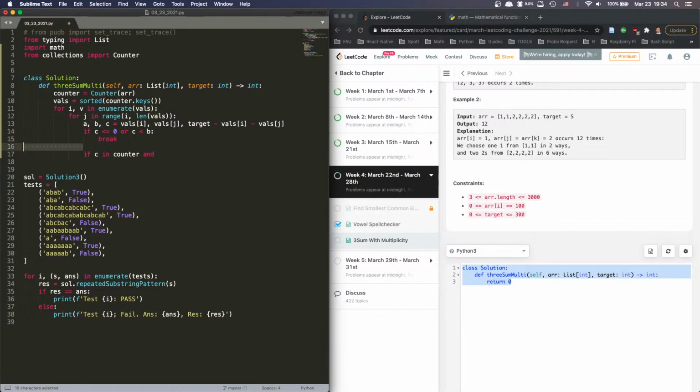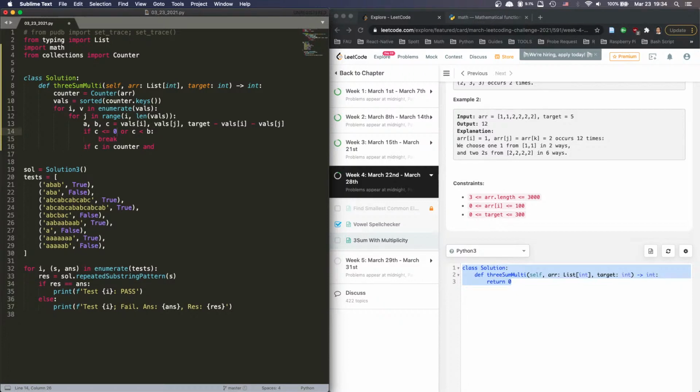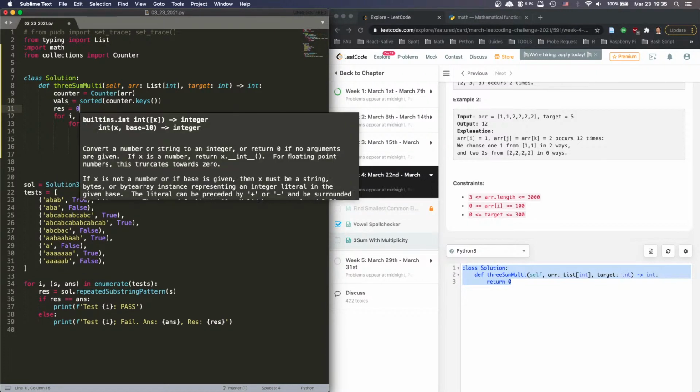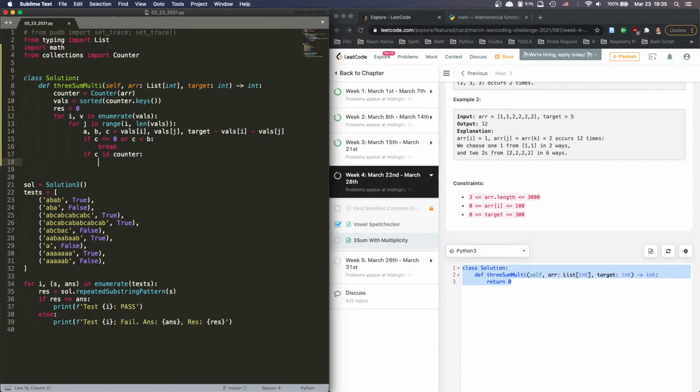Now, if C is smaller, then we're going to break. And then, if C in counter, then we're going to have a result. We do not break if C is not in counter because it's possible. So if C in counter, then we're going to check. How do we check? Let me think.